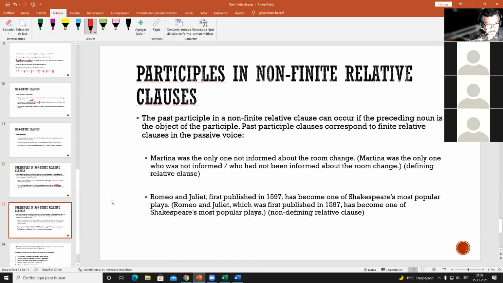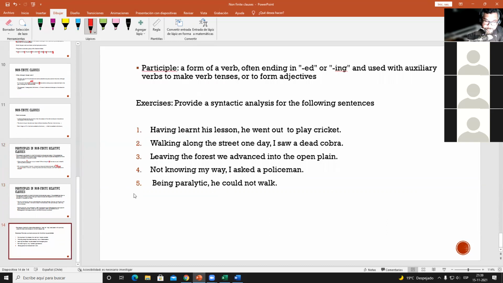The past participle in a non-finite relative clause can occur if the preceding noun is the object of the participle. Past participle clauses correspond to finite relative clauses. It's the same idea. In the passive voice, "Martina was the only one not informed about the room change." "Martina was the only one who was not informed, who had not been informed about the room change." It works in the same way. I won't say much about that. Okay.